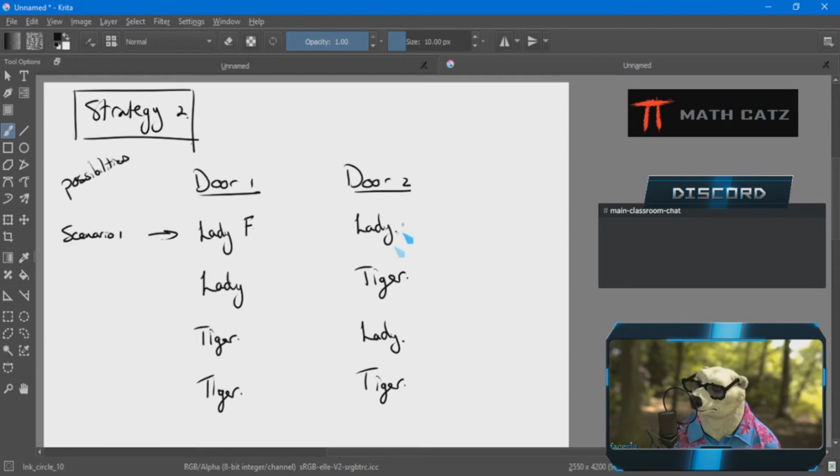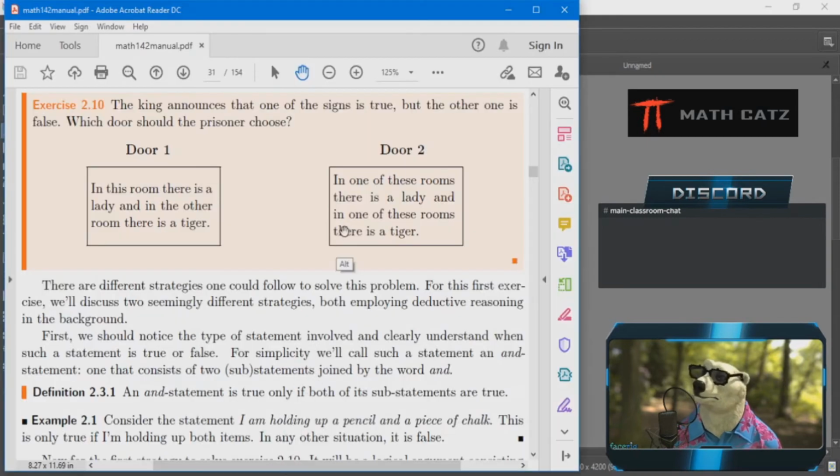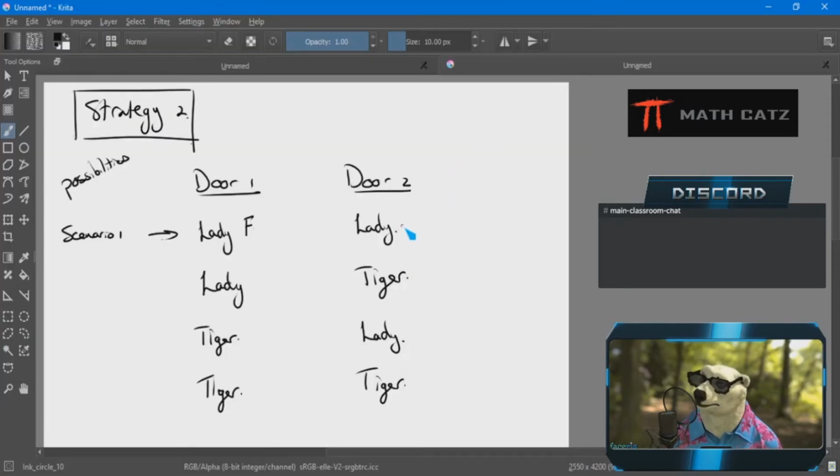Now door two. Door two says, someone say something? No. Interrupt me at any time. We have loads of time. We're rolling in time. Door two says, in one of these rooms, there's a lady, and in one of these rooms, there's a tiger. Door two, true or false?